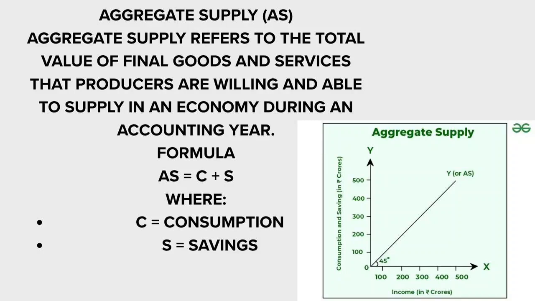So then aggregate supply will be 40,000 plus 10,000, which equals 50,000. This shows that total income is divided into consumption and savings. Remember this relationship carefully because it will be used later while finding equilibrium.